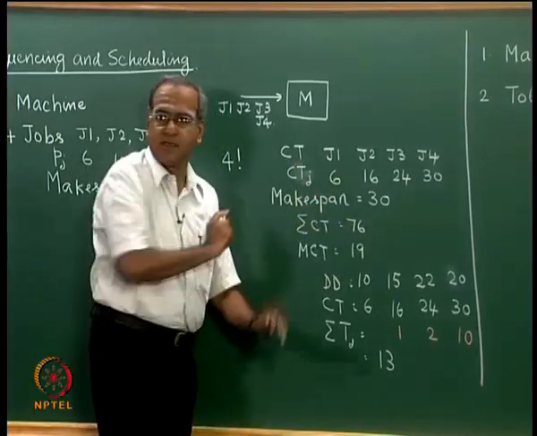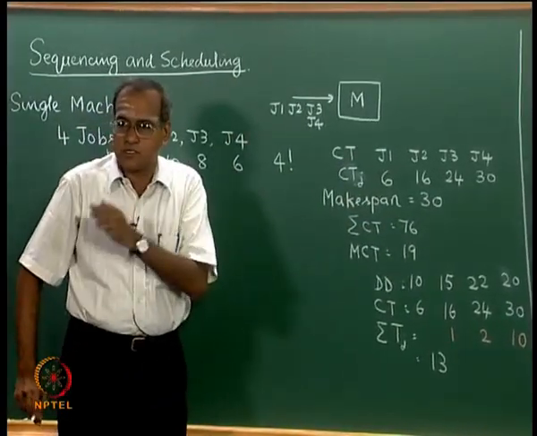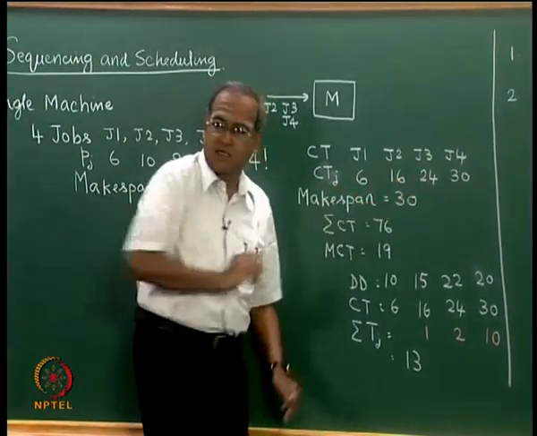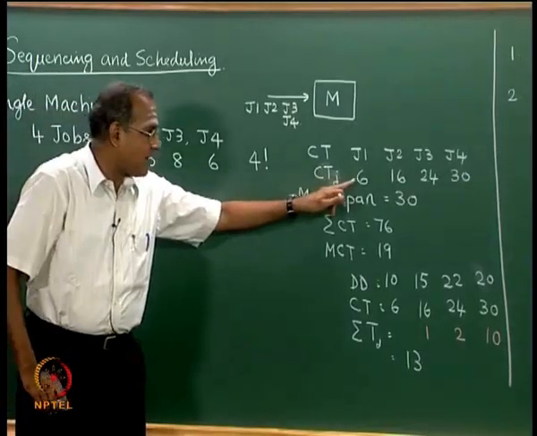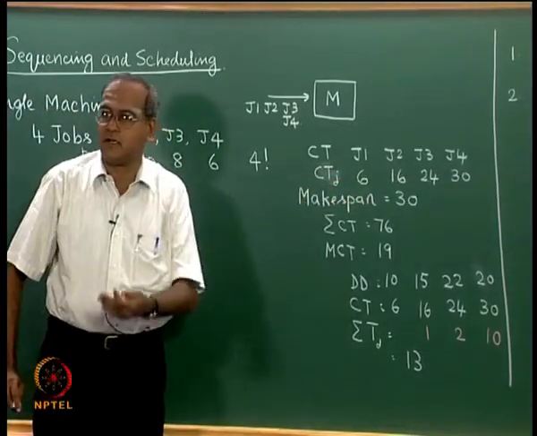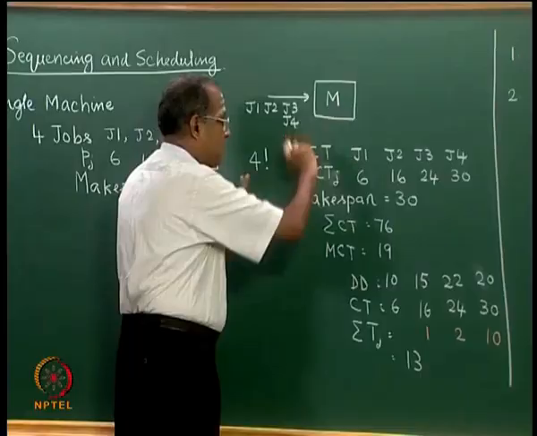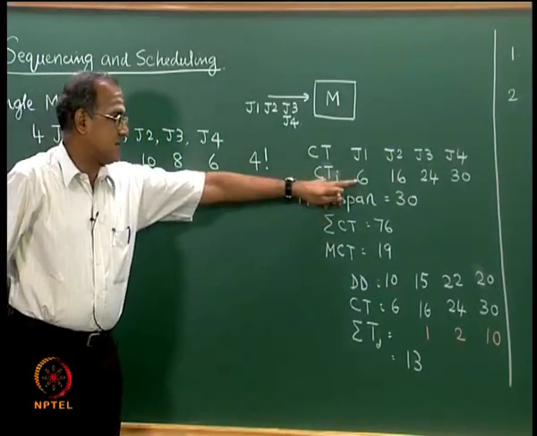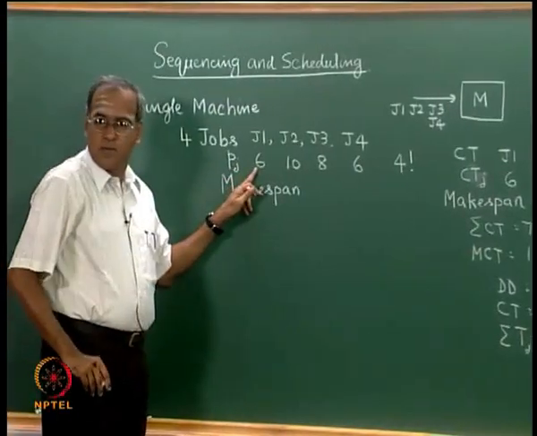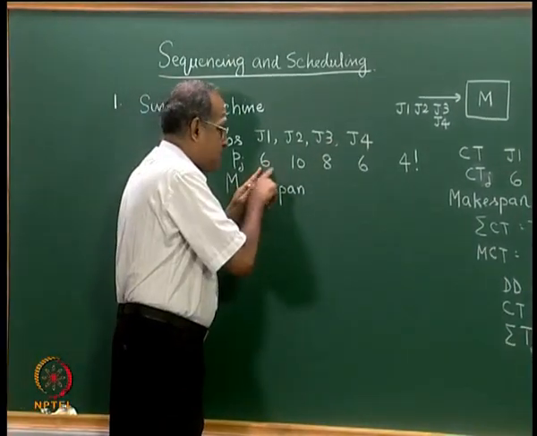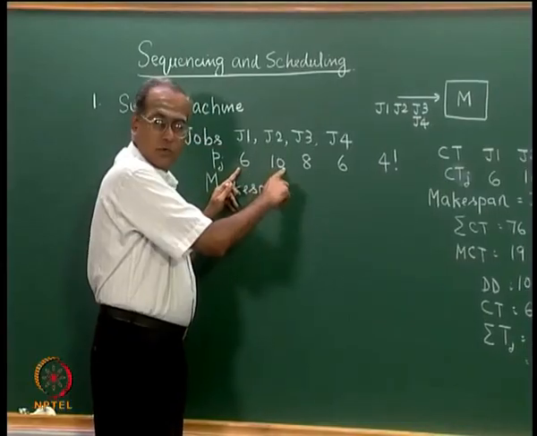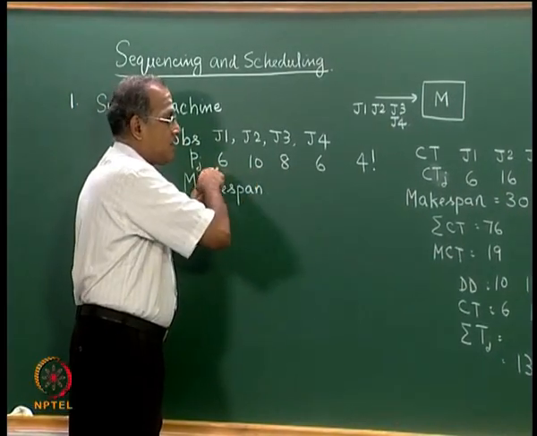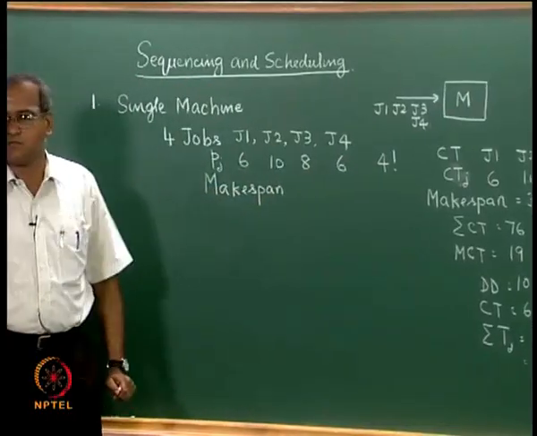So, if we want to minimize this 76, let us find out how we got this 76. 76 was obtained by the sum of 6 plus 16 plus 24 plus 30. Now how did we get these 6, 16, 24 and 30? The moment we choose an order 1, 2, 3, 4, 6 is the processing time of the first job, 16 is the sum of the processing times of the first two, 24 is the sum of the processing times of the first 3, and 30 is the sum of the processing times of all 4.